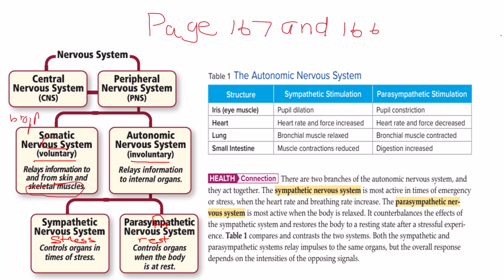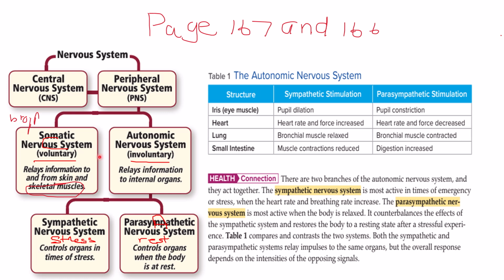Coming to page number 167, which is the organization of the nervous system: central nervous system and peripheral nervous system. The central nervous system consists of the brain, spinal cord and interneurons, whereas the peripheral nervous system consists of all the sensory neurons and motor neurons. The peripheral nervous system is divided into somatic and autonomic nervous system. The somatic nervous system is mainly responsible for all your voluntary actions, like for the skin and the skeletal muscles, like movement. It's mainly what you can control.